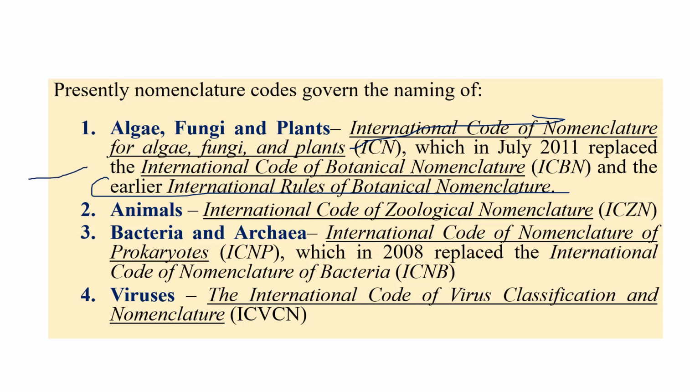For animals, International Code of Zoological Nomenclature (ICZN). When it comes to bacteria and archaea, International Code of Nomenclature of Prokaryotes (ICNP). In 2008, it was replaced to International Code of Nomenclature of Bacteria. For viruses, ICNV, International Code of Virus Classification and Nomenclature, the name was changed to ICTV, International Committee on Taxonomy of Viruses, in 1973. So these are the various governing bodies working on taxonomy and nomenclature.